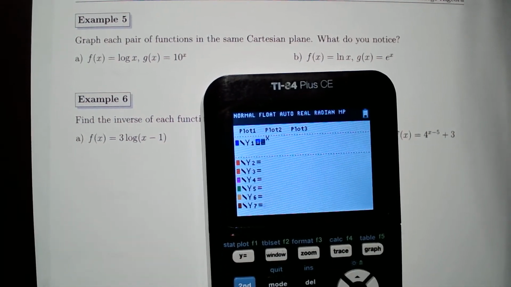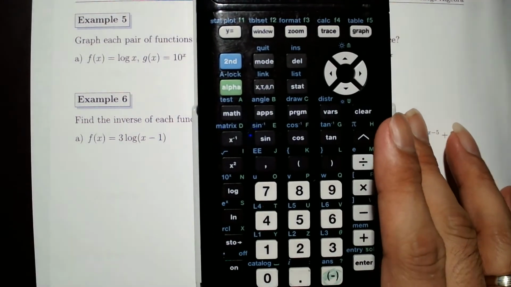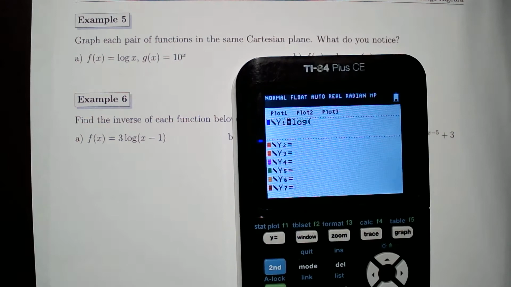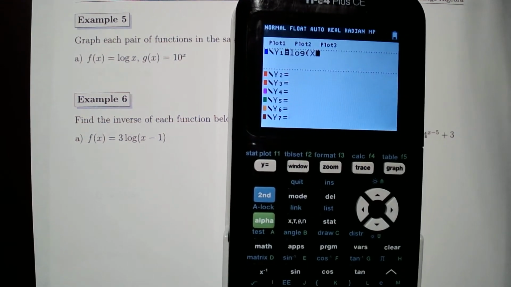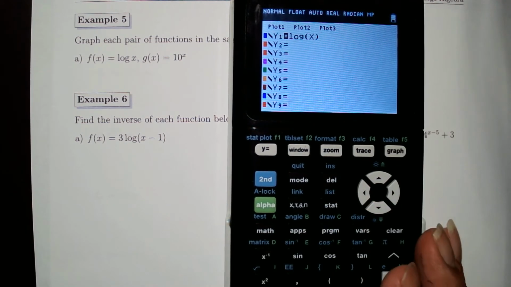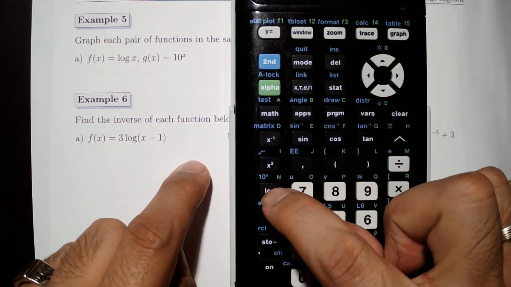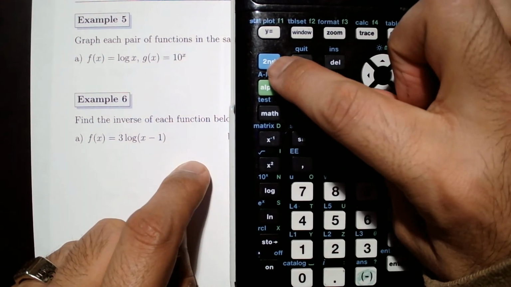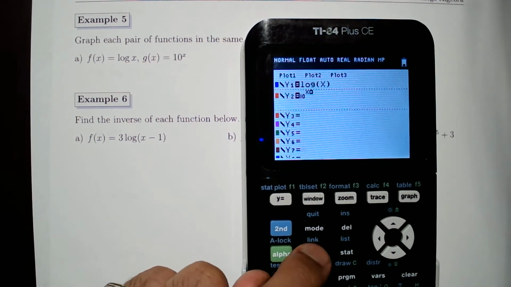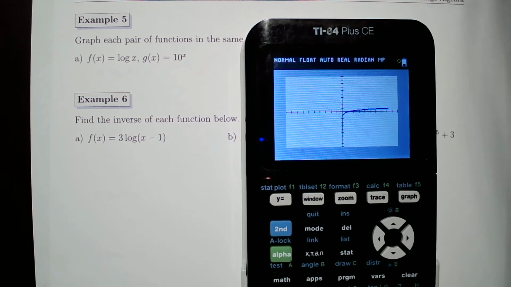Okay, so we're going to go to y equals, let me clear this, and the log button is located here. So I'm going to press log of simply x, and I'm going to close the parentheses here. And for y2, I'm going to type 10 to the x, but in order to get the 10 to the x, because notice it's in blue, you need to hit the second, then log, and that's 10 to the x power. So let's see what's going to happen once I graph these two functions together.